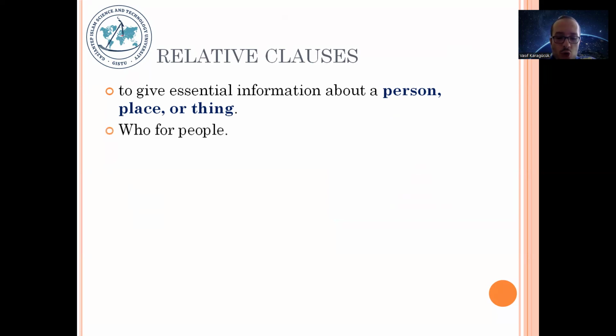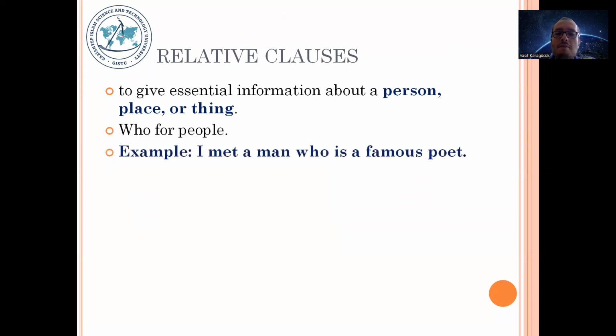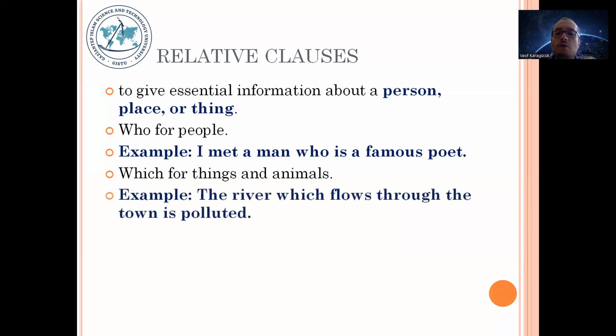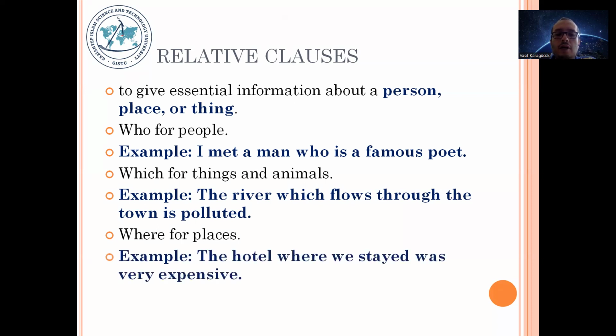We use who for people. For example, I met a man who is a famous poet. We use the relative pronoun which for things and animals. For example, the river which flows through the town is polluted. We use where for places. For example, the hotel where we stayed was very expensive.